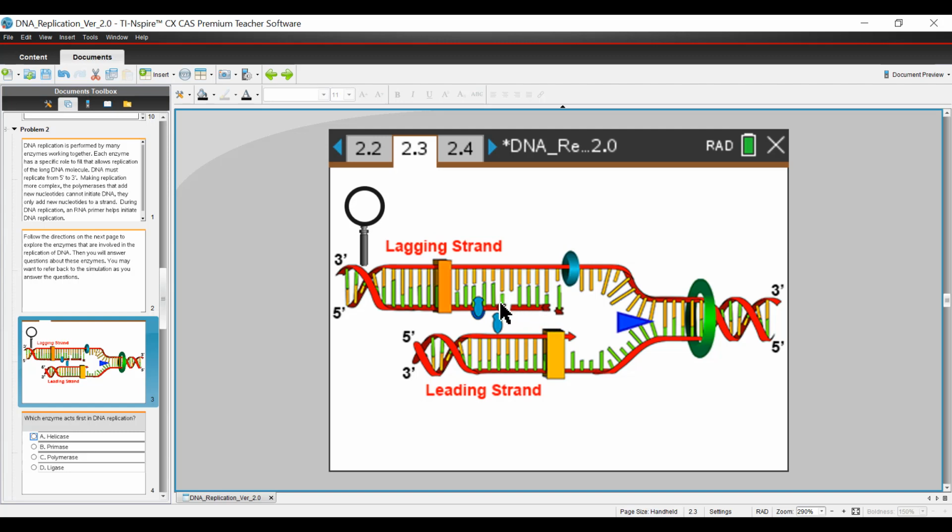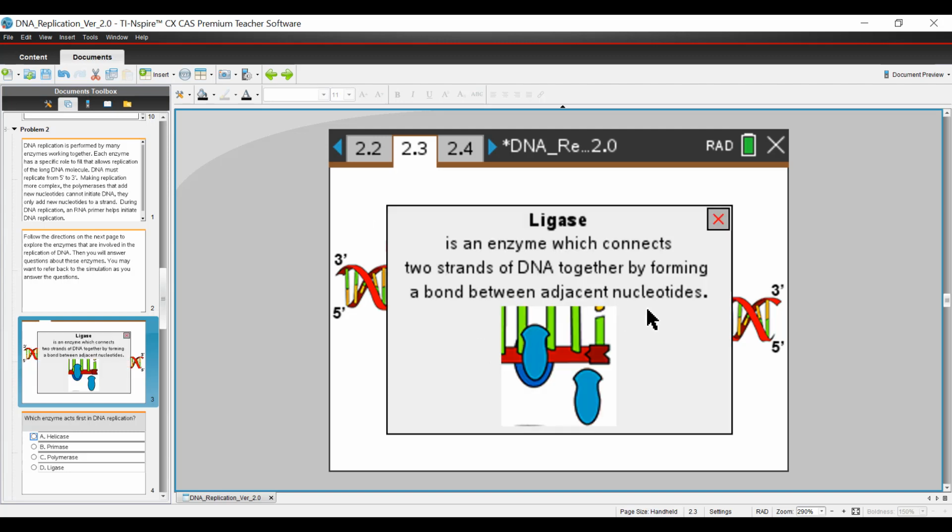But even with that, there's still these little areas right here, which are gaps in and of themselves. There's a gap between the chunks of DNA that were added, and that's where this enzyme comes in. This is called a ligase, and ligase puts the chunks back together. It fills the gap between adjacent nucleotides.